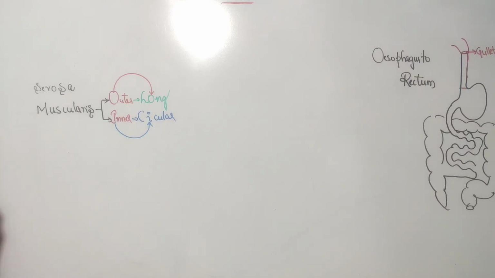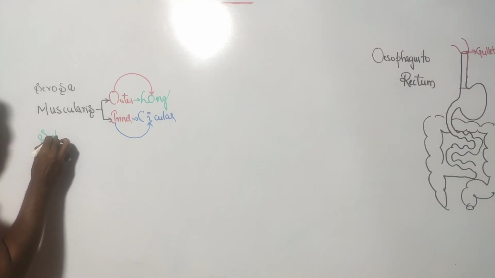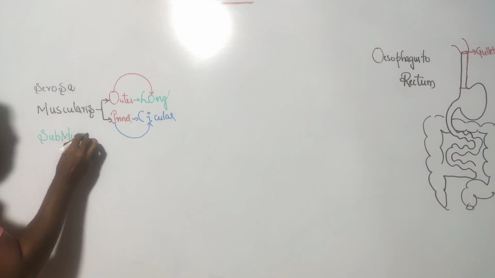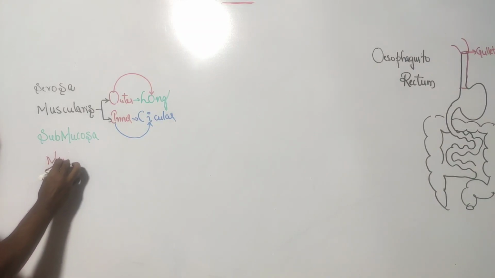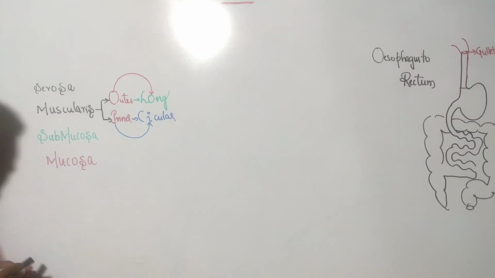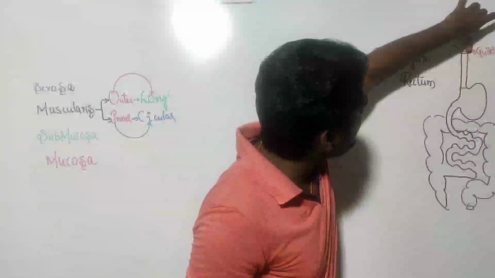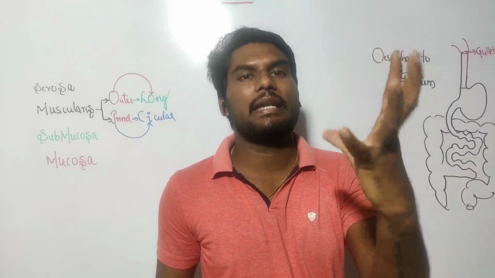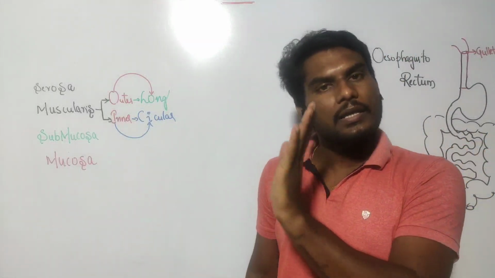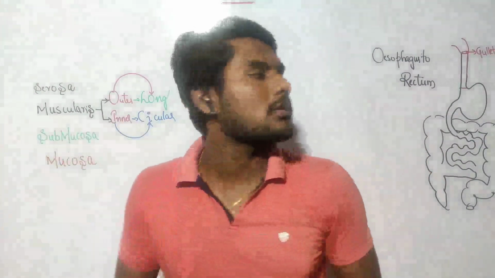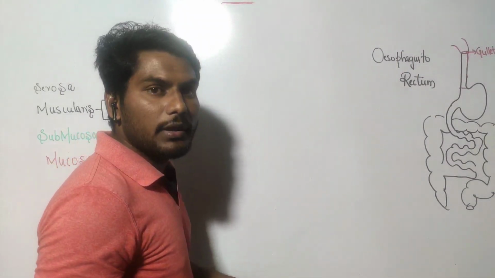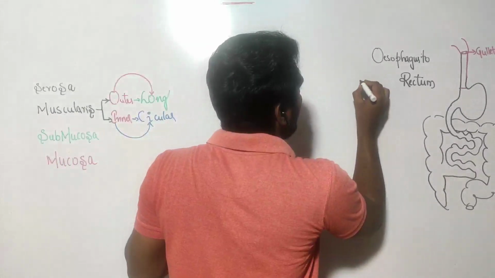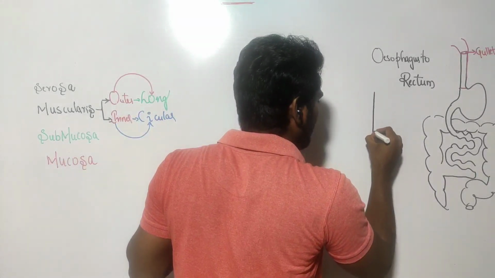Muscularis is followed by the third layer, which is called submucosa. And submucosa is followed by the last layer, the innermost layer, which is called mucosa. These are the 4 layers present in the wall of alimentary canal: serosa, muscularis, followed by submucosa, followed by mucosa. Now let's make the diagram of only the esophagus, the wall of the esophagus. As I told, what is the first layer? The outermost layer is what? Serosa.